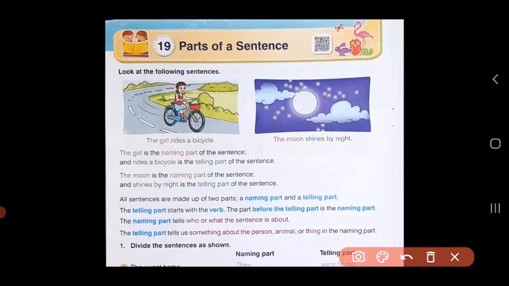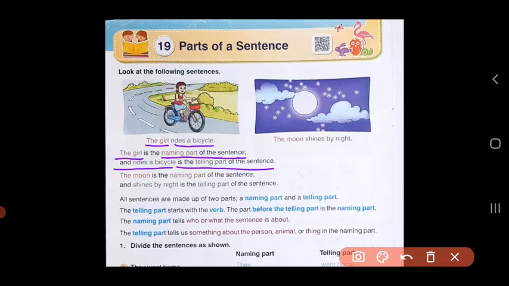Let's look at the first sentence. Can you see? It is written in two different colors. The first part in red is the girl and the second part in green is rides a bicycle. The girl is the naming part of the sentence and rides a bicycle is the telling part of the sentence.